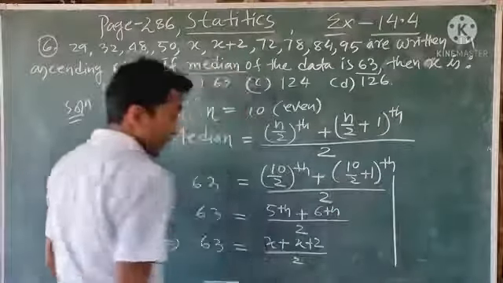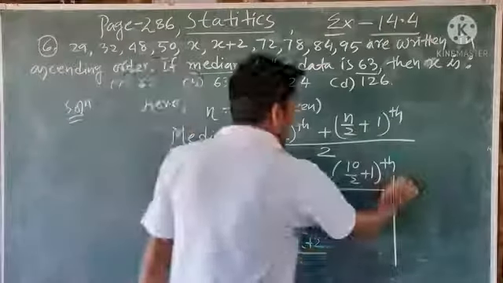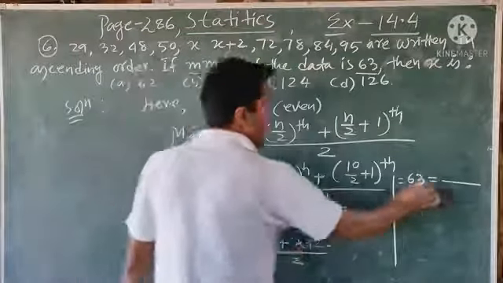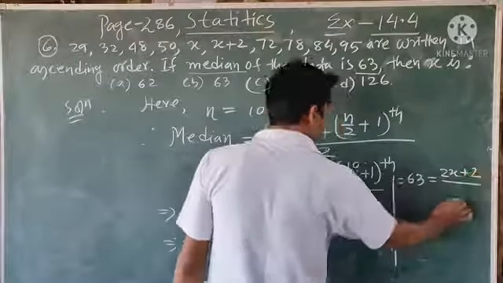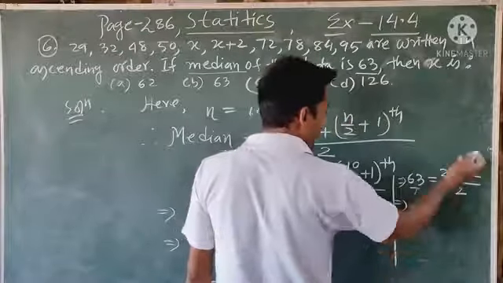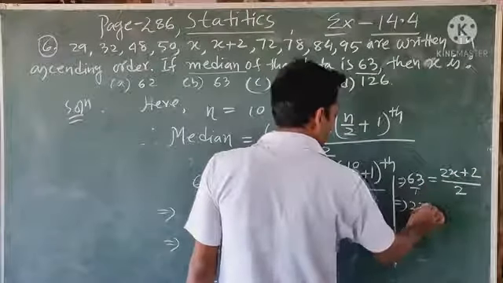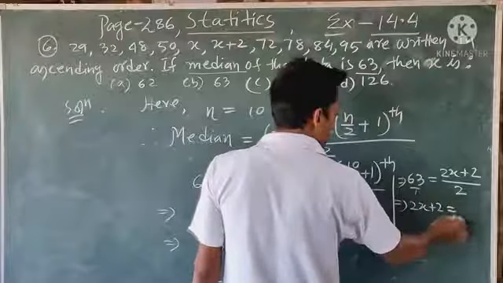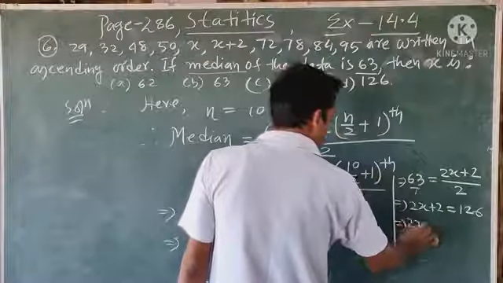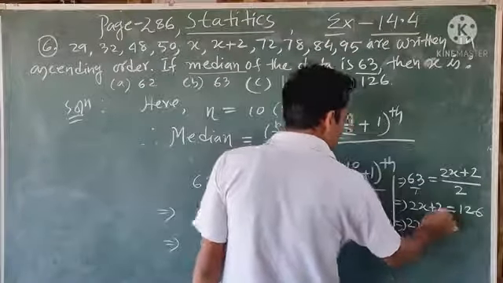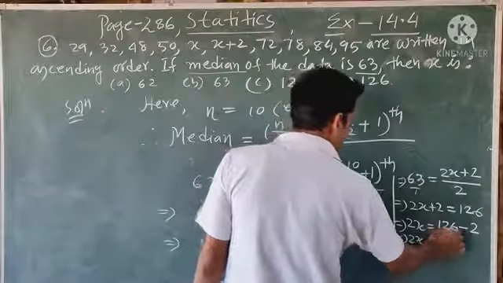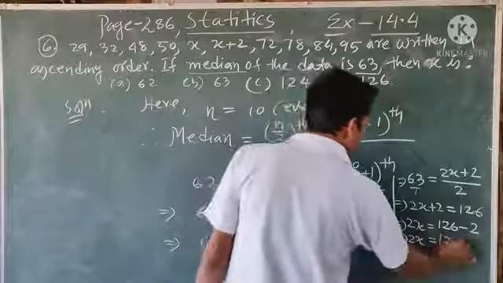Now you see, 63 equals x plus x plus 2, that is 2x plus 2, by 2. Now you do cross multiply. 63 has denominator 1, you do cross multiply. 2x plus 2 into 1 is 2x plus 2. 63 into 2: 2 threes are 6, 2 sixes are 12. So 2x plus 2 is equal to 126. This 2 you take to the right side, then it becomes negative. So 2x is equal to 126 minus 2, which is 124.